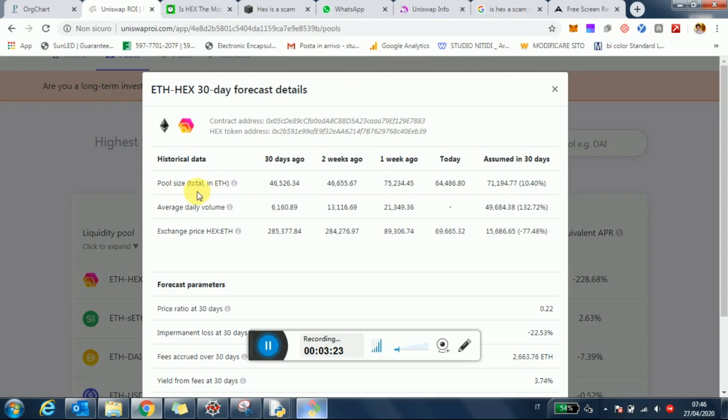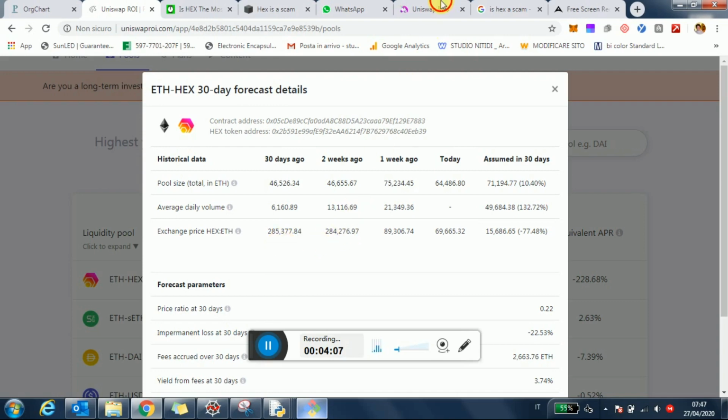The pool size is increasing. It's been going up, so people are pooling more, or quote unquote staking more of these tokens into Uniswap. The volume also picked up quite significantly. And then the most important driver of this minus 18% is really the variation of the price. With Uniswap, you want the exchange price between Ethereum and the token to stay as constant as possible. Here, 30 days ago it was 285,000 and now it's 69,000. It means the price of HEX actually went up. It took 285,000 HEX to buy one Ether 30 days ago, and now it takes only 69,000.